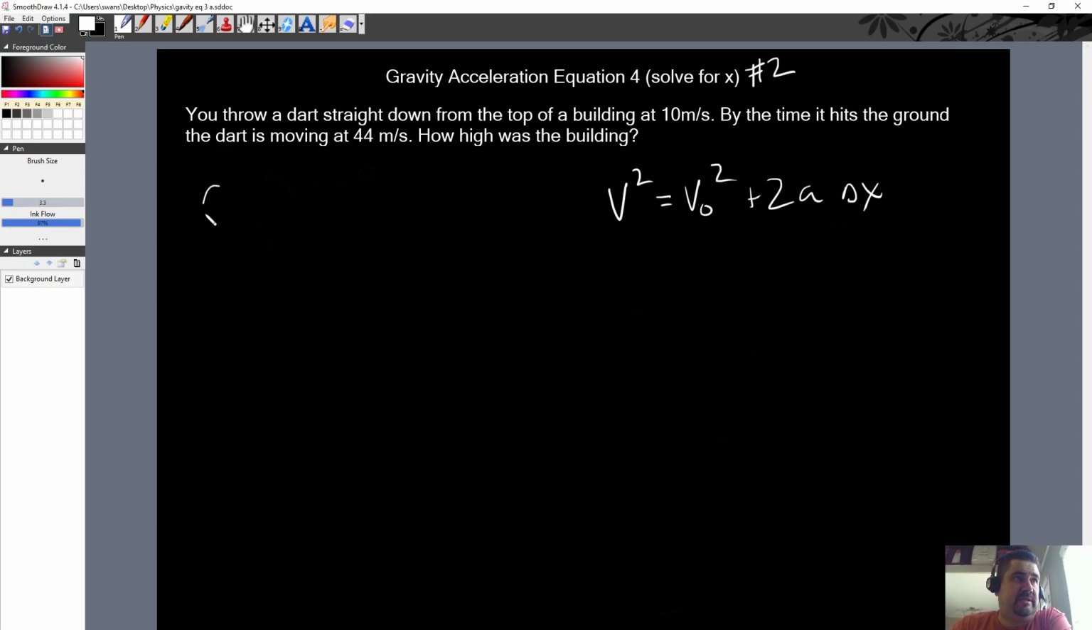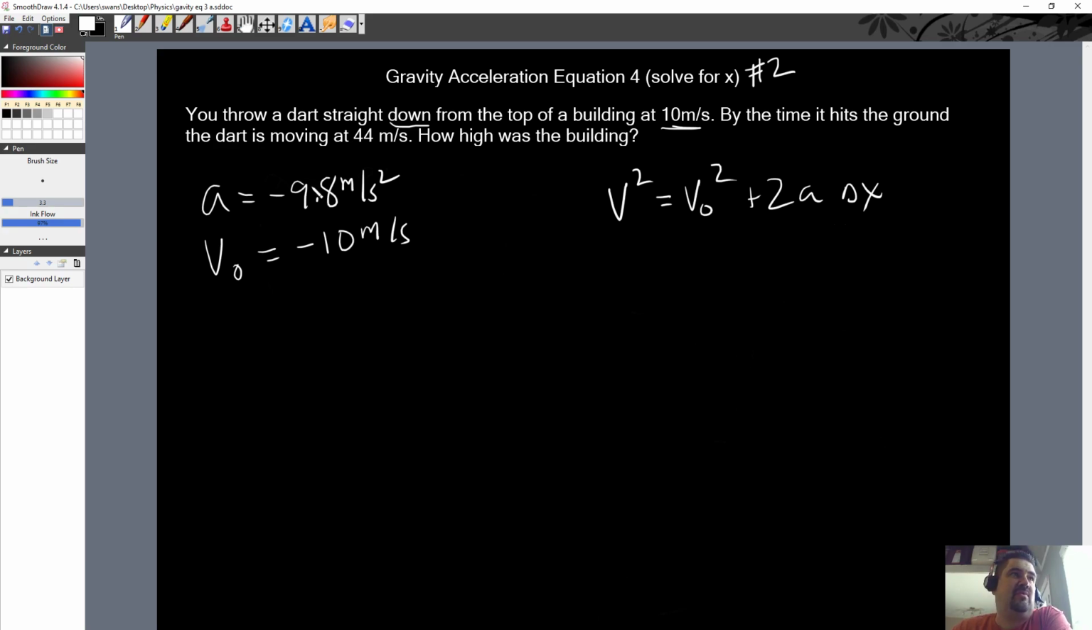And of course, since you're throwing something, a is equal to negative 9.8 meters per second squared. You throw a dart straight down from the top of a building at 10 meters per second. So your starting speed is negative 10 meters per second. It doesn't say negative here, but if you're throwing it down, then we know it's going at a negative speed. When it first leaves your hand, it's already going at negative speed.